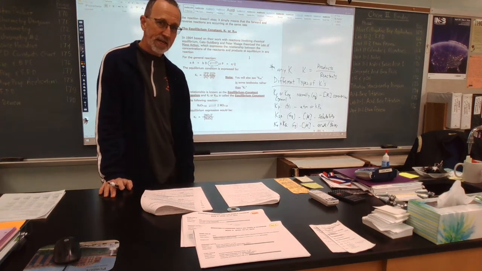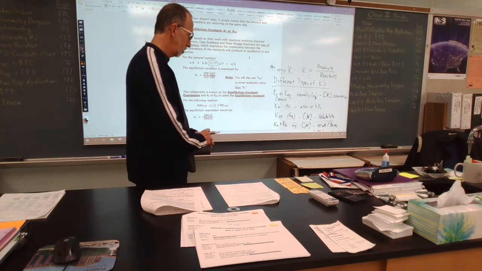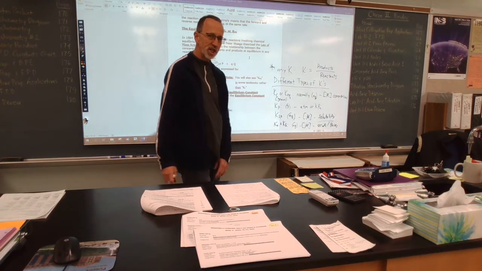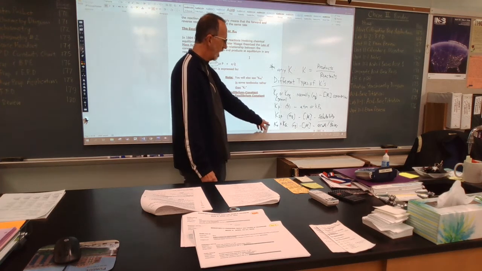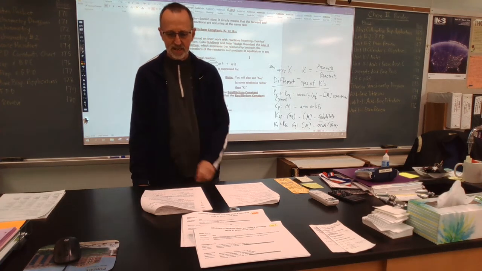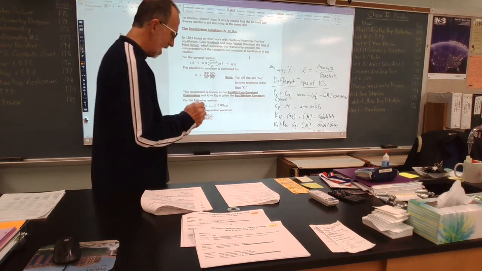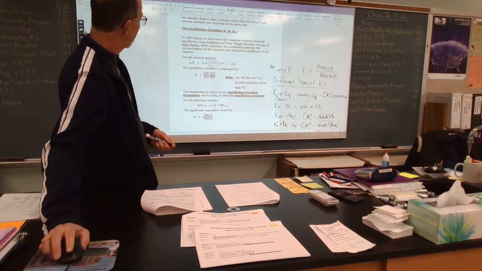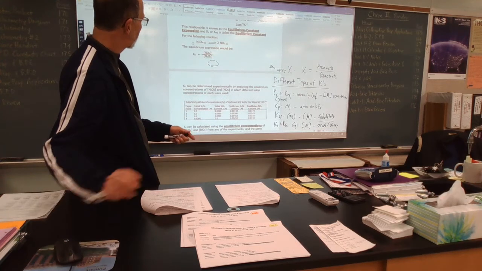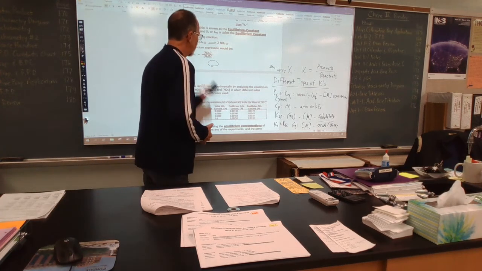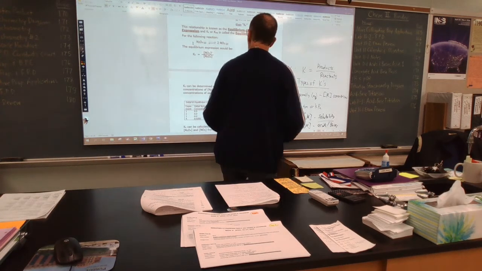Kc or Keq is the general equilibrium constant. Kp is for just gases. Ksp is for solubility. And Ka and Kb are for acids and bases. So now let's look at this right here, which talks about the general equilibrium constant, Kc or K, and Q.